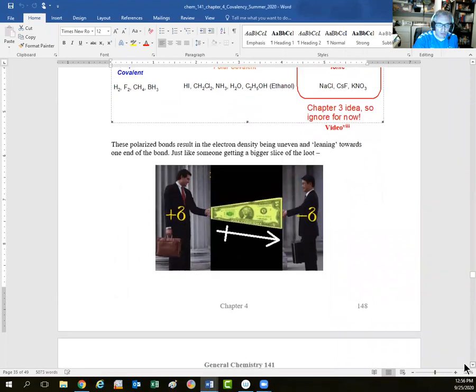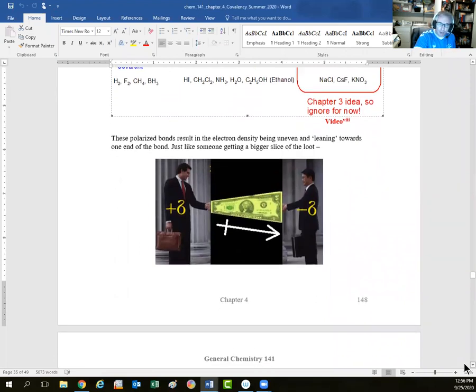So polar covalent bonds, sometimes called dipole bonds. One of the two atoms is much better at drawing the electrons towards it, and so the wealth of the electrons are focused towards that atom. And the less electronegative element has just a small slice of that electron pie.